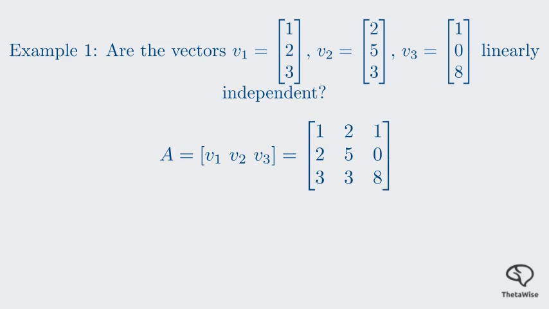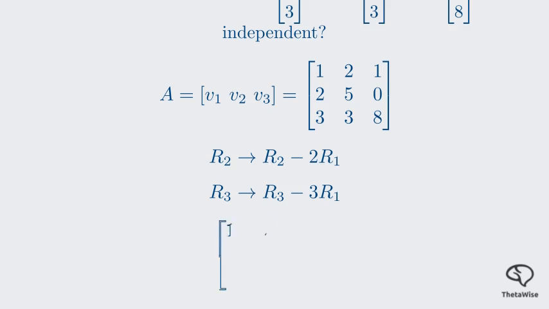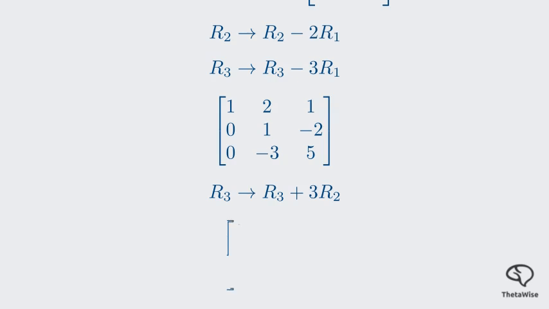Now we find the rank of A by reducing it to row echelon form. We'll replace row 2 with row 2 minus 2 times row 1, and row 3 with row 3 minus 3 times row 1. Next, replace row 3 with row 3 plus 3 times row 2. The matrix is in row echelon form.